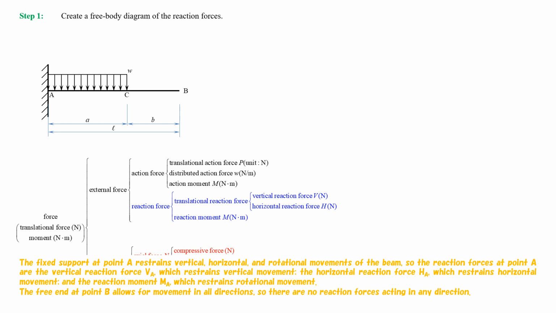The fixed support at point A restrains vertical, horizontal, and rotational movements of the beam, so the reaction forces at point A are the vertical reaction force VA, which restrains vertical movement, the horizontal reaction force HA, which restrains horizontal movement, and the reaction moment MA, which restrains rotational movement. The free end at point B allows for movement in all directions, so there are no reaction forces acting in any direction.